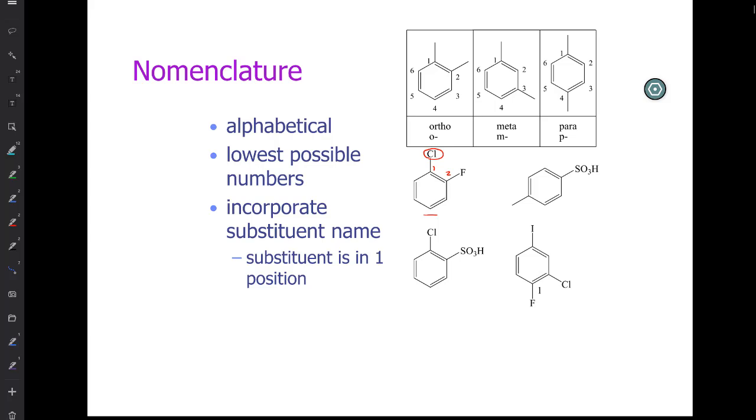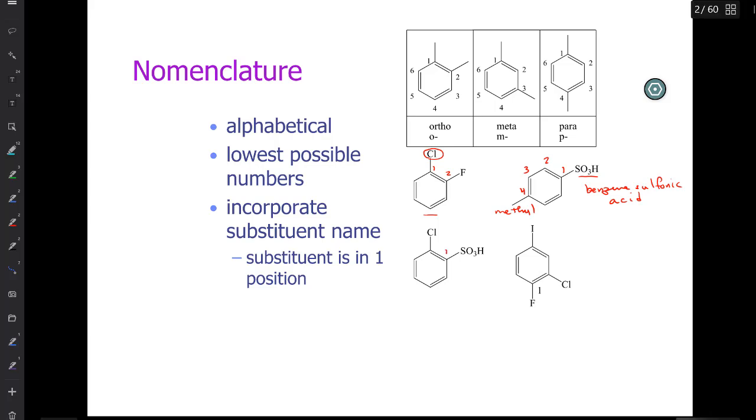For the compound to the right of that, this is a sulfonate group. So this is benzene sulfonate. It's actually a sulfonic acid because it has a proton. And so this is a methyl group. So when we're doing the nomenclature of it, the substituent sulfonate becomes number 1, 2, 3, 4, and methyl gets number 4. So it would be 4-methyl benzene sulfonic acid.